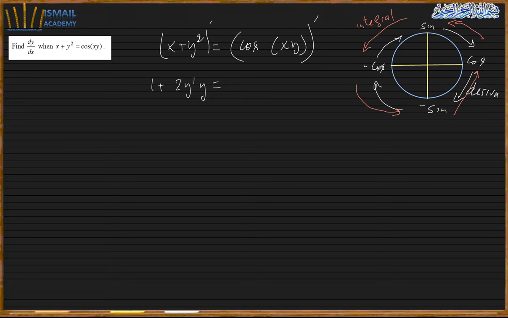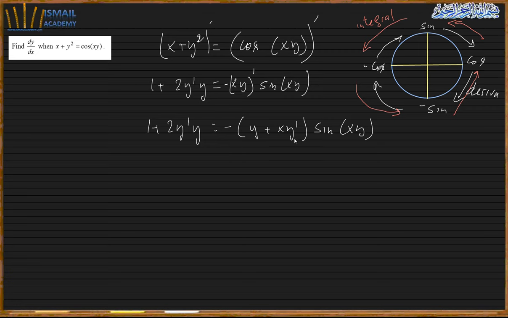Alright, so here we have a chain rule. So we'll have x y prime times the derivative of cosine, which is negative sine. So I put the minus here, sine of x y. So here is the product rule. So it's going to be 1 plus 2 y prime y. Here it's going to be minus y plus x y prime, times sine x y. I distribute the minus and the sine on both sides of this expression. 1 plus 2 y prime y is minus y sine x y minus x y prime sine x y.